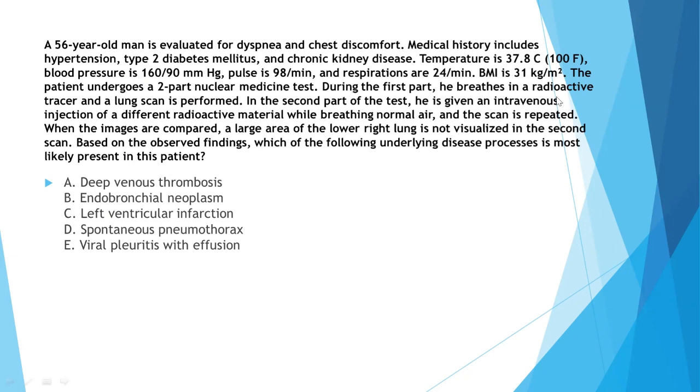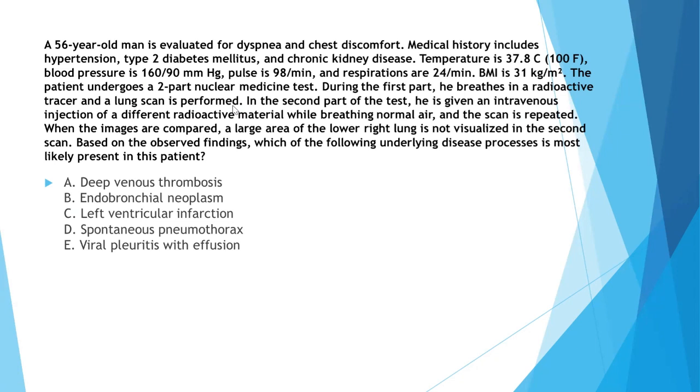The patient undergoes a two-part nuclear medicine test. During the first part, he breathes in a radioactive tracer and a lung scan is performed. In the second part of the test, he is given an intravenous injection of a different radioactive material while breathing normal air, and the scan is repeated. When the images are compared, a large area of the lower right lung is not visualized in the second scan.